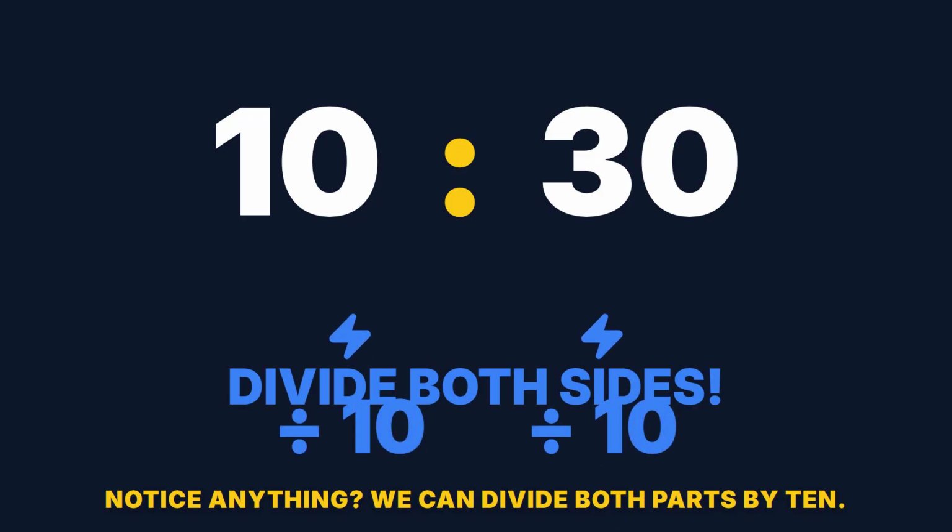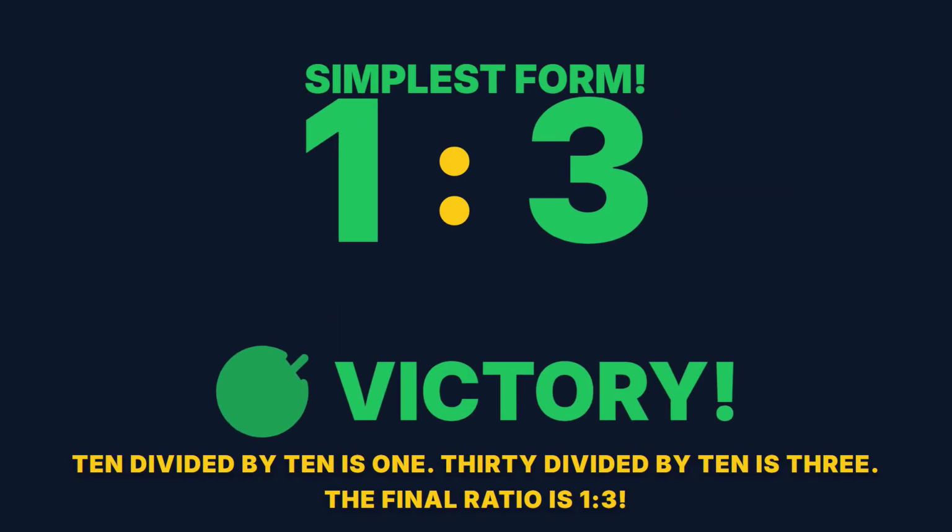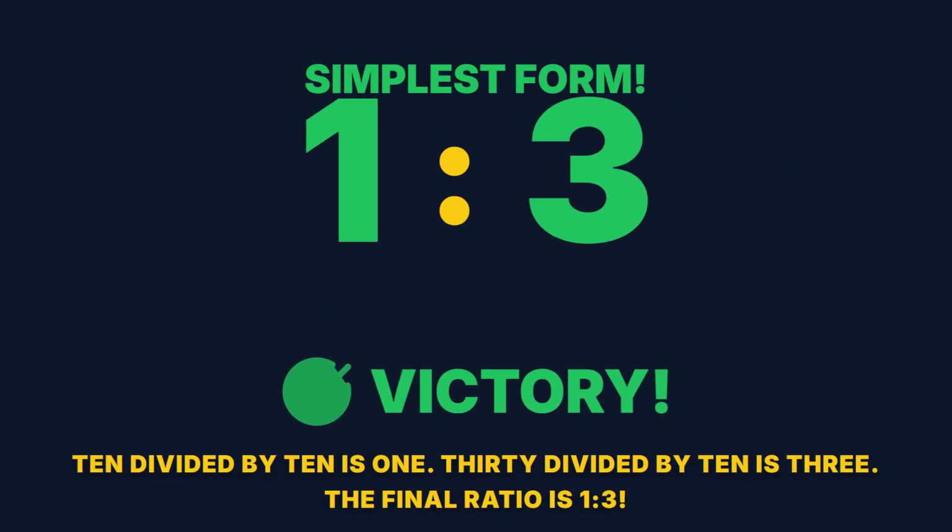Notice anything? Both sides are practically begging to be shrunk. We can divide right through both parts by 10. 10 divided by 10 leaves us with 1. 30 divided by 10 leaves us with 3. Our final, simplest ratio is 1:3.